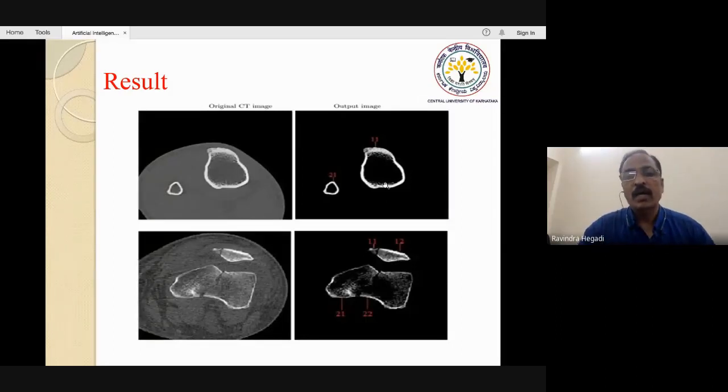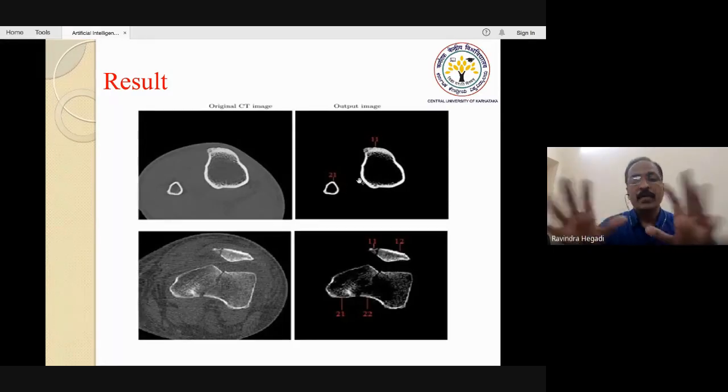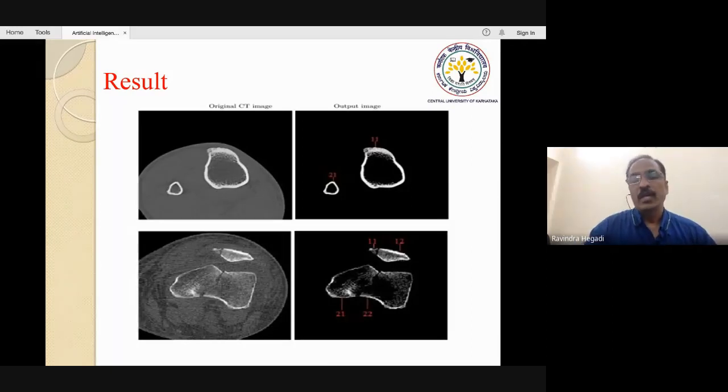Okay, this is not the normal. The above one is a normal. You can see only two labels. In the first one, it is the normal image, the non-broken image. In the second one, you can find it is broken into pieces, and we have labeled each piece.